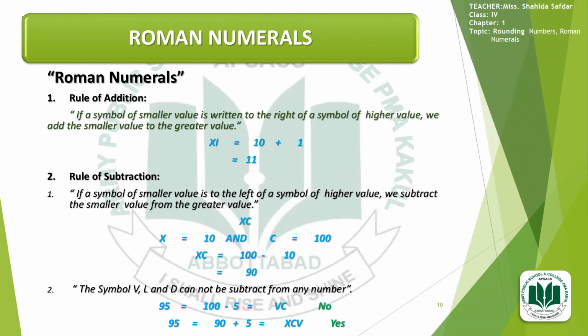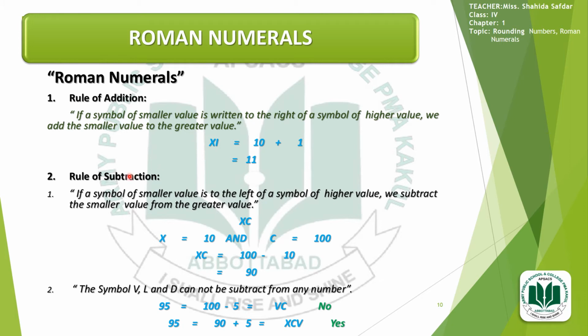Now, what is the rule of addition in Roman numerals? The rule of addition is: if a symbol of smaller value is written to the right of a symbol of higher value, we add the smaller value to the greater value. You can see here XI, X equals 10 and I equals 1. When we add 10 plus 1, the answer becomes 11, which is equal to XI in Roman numerals.